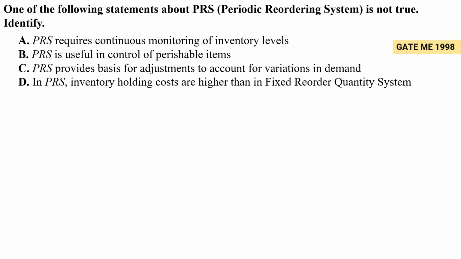Next question: one of the following statements about PRS, periodic reordering system, is not true. Identify. Option A. PRS requires continuous monitoring of inventory levels. Option B. PRS is useful in control of perishable items. Option C. PRS provides basis for adjustment to account for variations in demand. Option D. In PRS, inventory holding costs are higher than the fixed order quantity system. So option C is the correct answer.